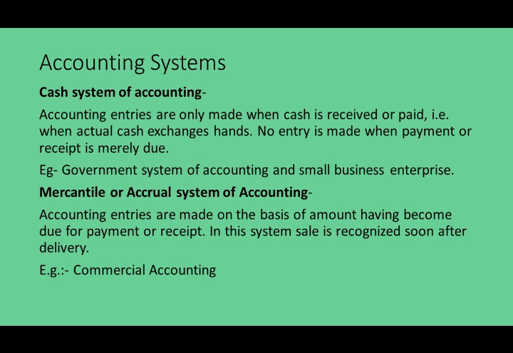Next is the mercantile or accrual system of accounting. Accounting entries are made on the basis of the amount having become due for payment or receipt. In this system, sale is recognized soon after the delivery. Example: commercial accounting.